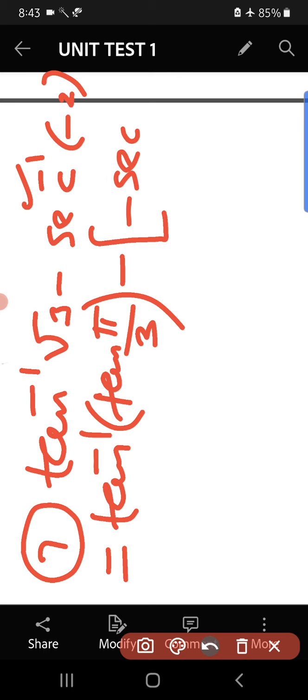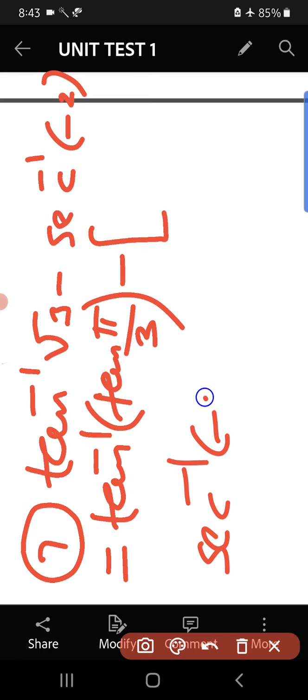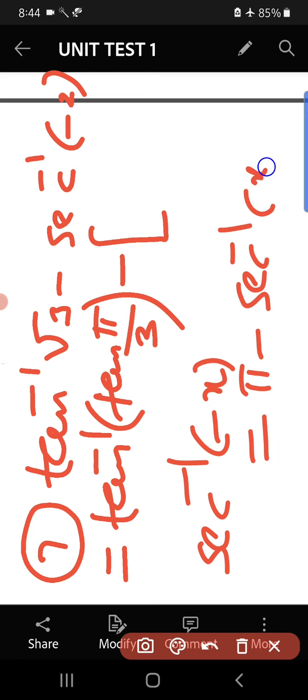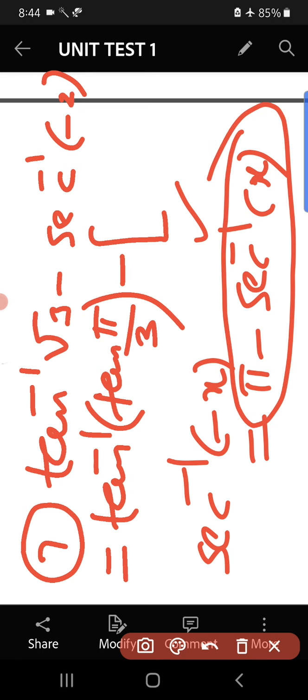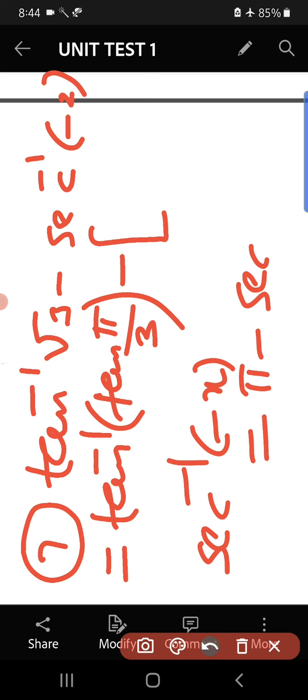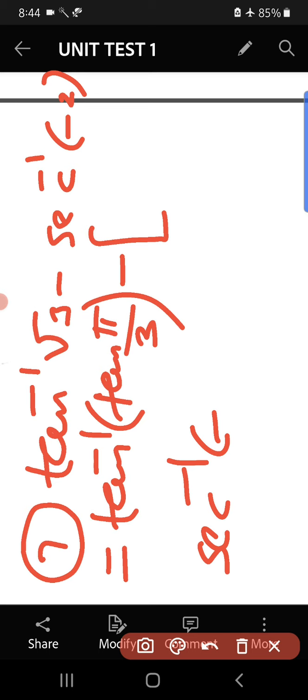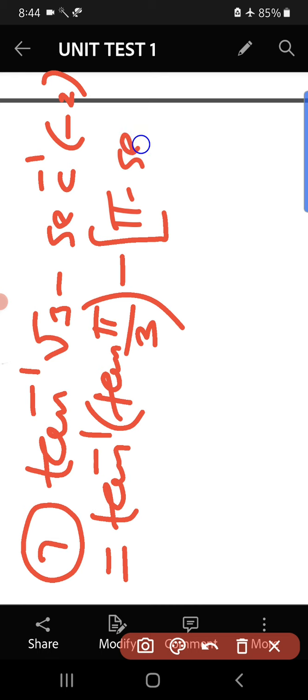Observe, I will write the formula once again. There are 6 formulas. Secant inverse of minus x is pi minus secant inverse x. So minus secant inverse x does not apply for this. It is pi minus secant inverse x. So I can write this inside the bracket. Secant inverse of minus x can be written as pi minus secant inverse x. So I will write this as pi minus secant inverse of 2.